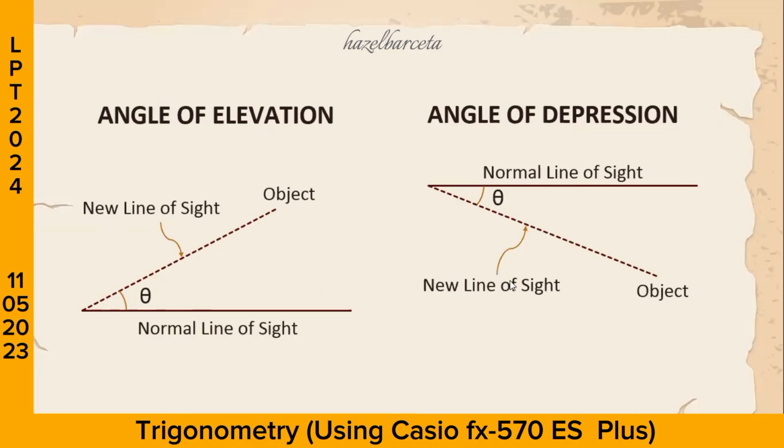Halos same lang naman po, just like may nasabi kanina, nagkakaiba na lang po sila kung saan po nakatingin. Dahil ang ating angle of depression ay nasa baba ang object, therefore, nakababa po ang ating new line of sight. And we have this theta created with respect to the horizontal, which is our normal line of sight.